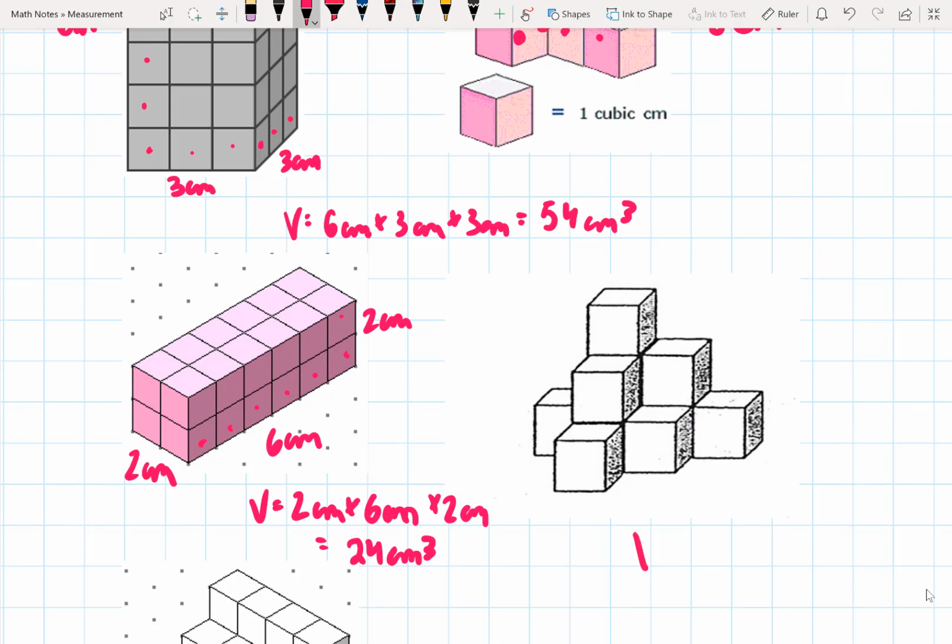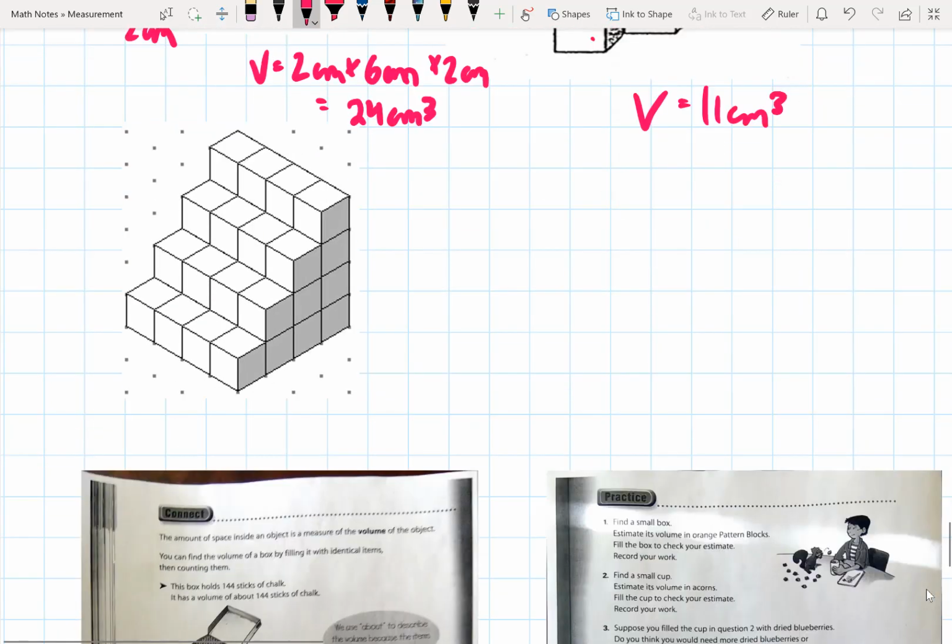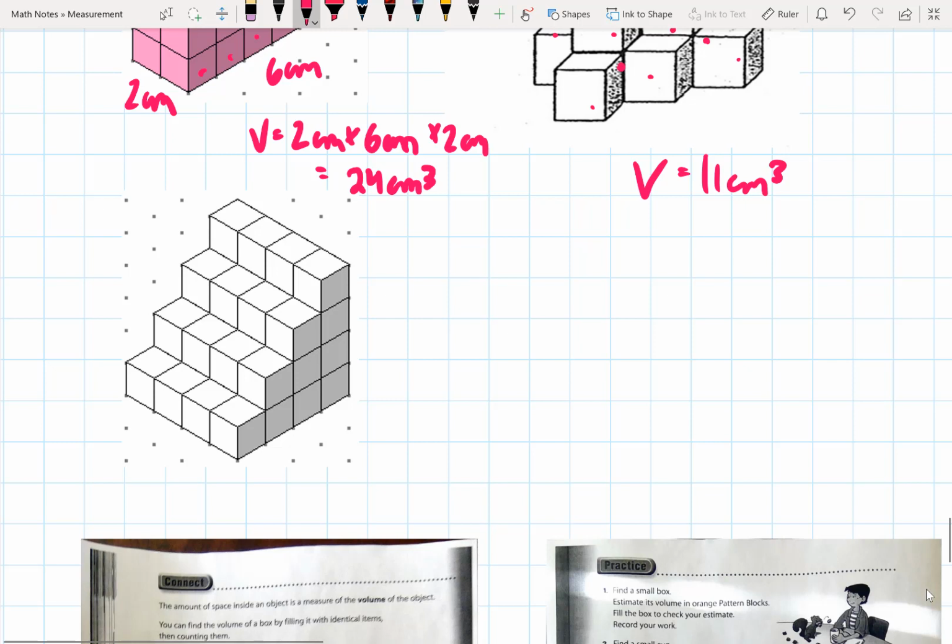So I would say that the volume of this is 1, 2, 3, 4, 5, 6, 7, 8, 9, 10, 11. That one's hard. I'm going to do that again to make sure I did it correctly. So there's 1, 2, 3, 4 in behind there. Then there's 5, 6 in behind there. 7, 8, 9, and then another one behind there. 11. And then the volume of this. Now I can find the volume of each layer and then just add them up.